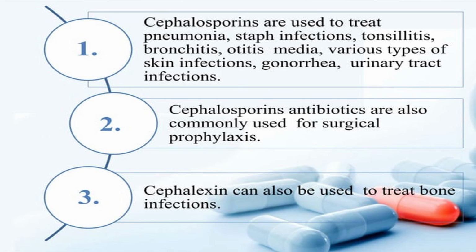Cephalosporin antibiotics are commonly used for surgical prophylaxis. After surgical operations, we have to give the patient a prophylactic drug in order to avoid bacterial infection. So cephalosporin is the drug of choice when any patient is undergoing a surgical operation. So cephalosporin is used for post-surgical prophylaxis treatment. Cephalexin can also be used to treat bone infections. Cephalexin is a cephalosporin derivative we can use to treat bone infections.